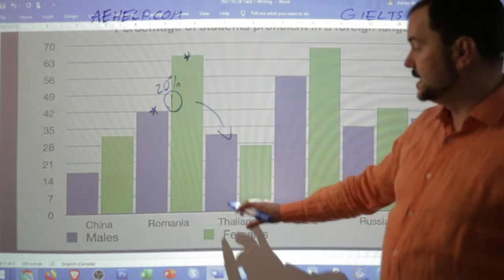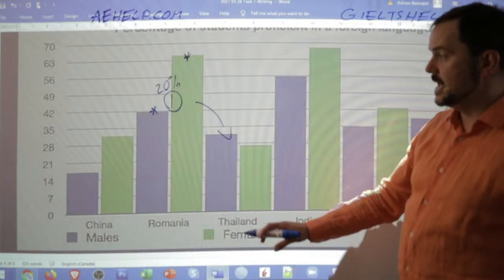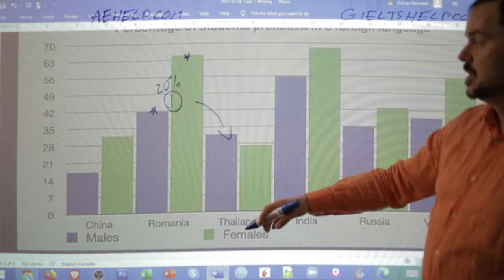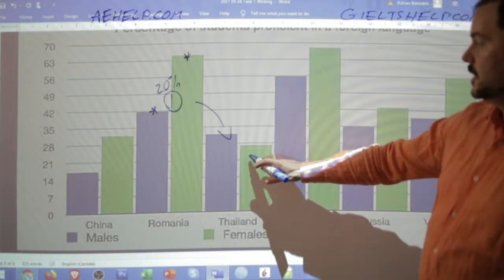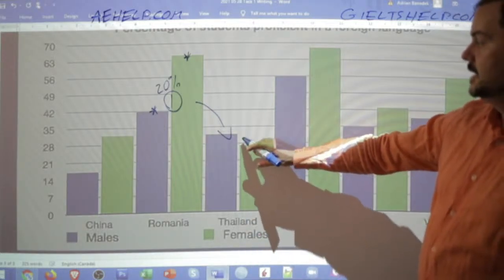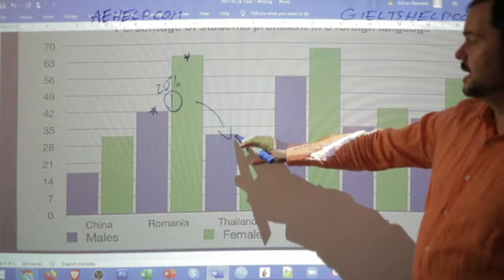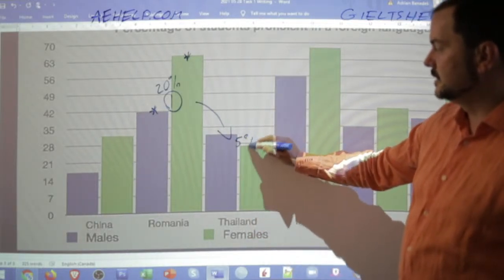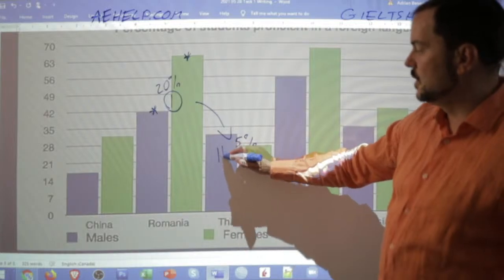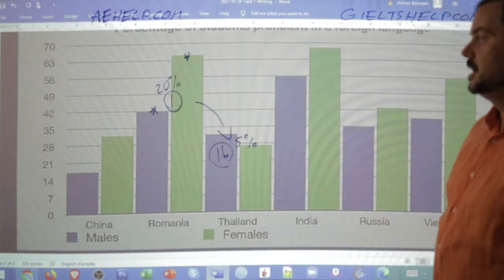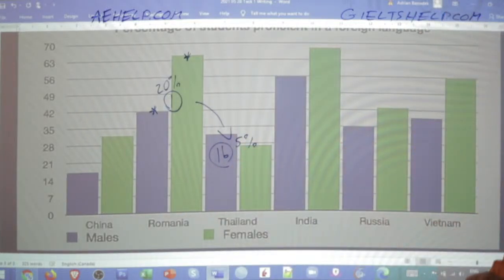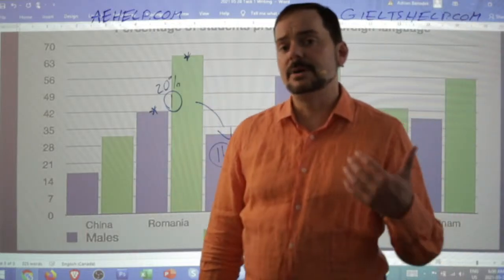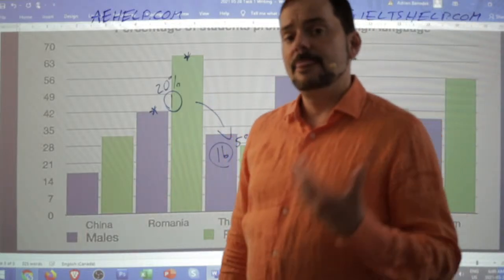Where Thailand is, of course, we mentioned where males are proficient in a second language in greater numbers. So here we are just below 28, and here we're roughly at about 31. So that's about a difference of roughly 5%. Okay, so I'm just going to call this 1B. That's my comparison here. So firstly, I'm doing this, and why? Because in my overview, I state that fact.